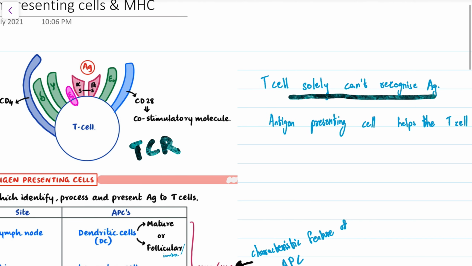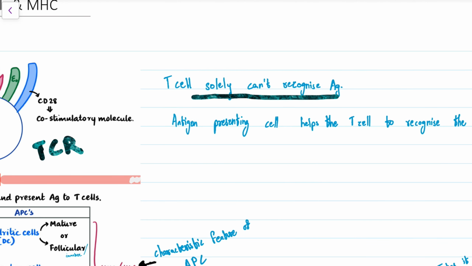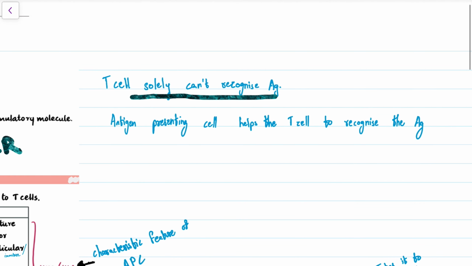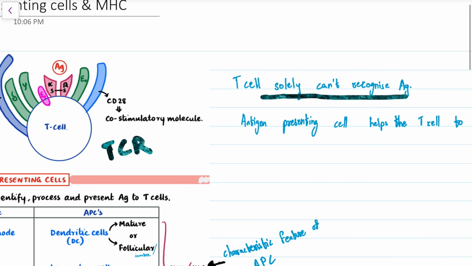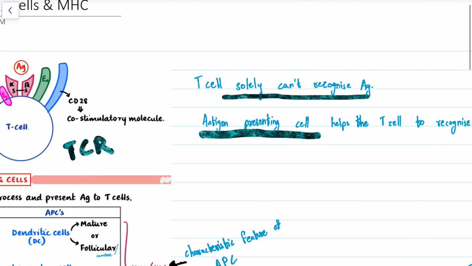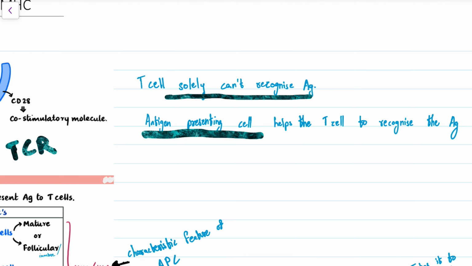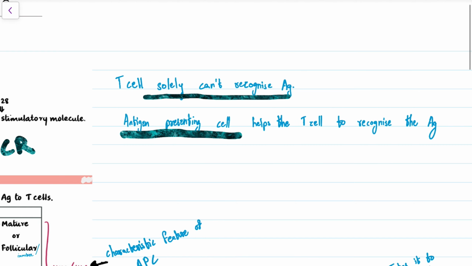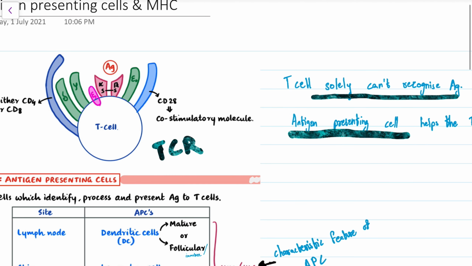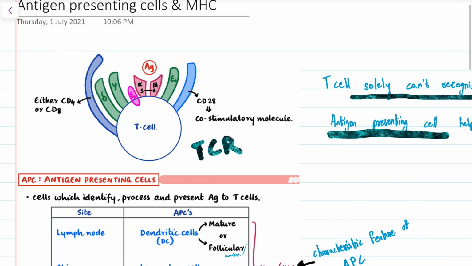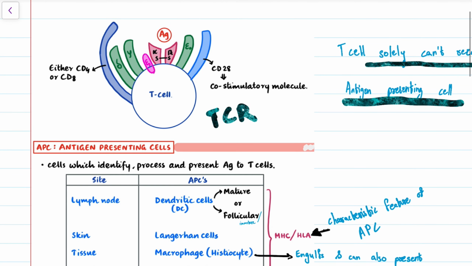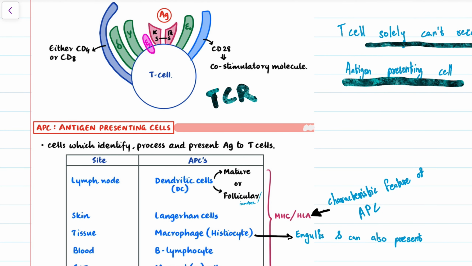Okay. So as you know, the T cell solely can't recognize an antigen. For that, it needs some sort of a helping hand, some sort of a GPS to track down an antigen. That GPS is actually the antigen presenting cell. These antigen presenting cells help the T cells to recognize the antigen. It shows the direction for the T cells to go and bind to the particular antigen. Antigen presenting cells, in abbreviation, can be written as APC.